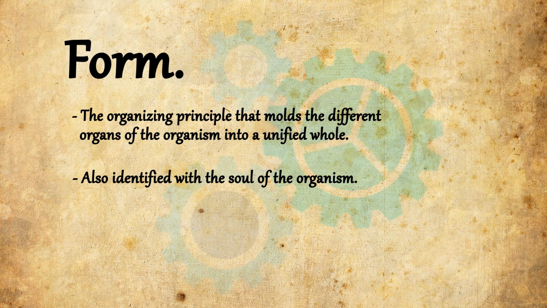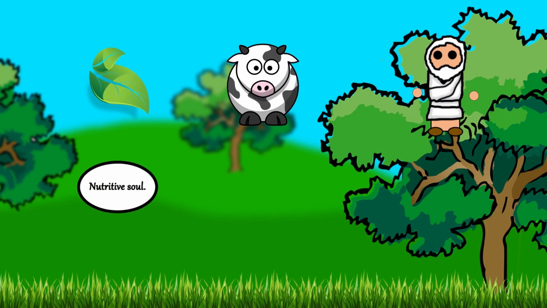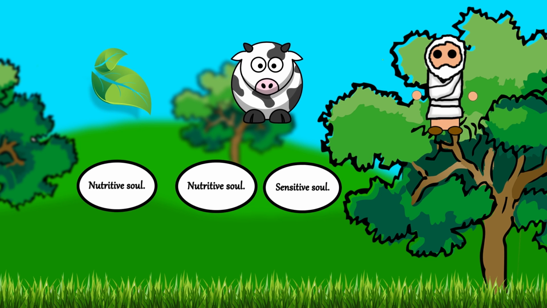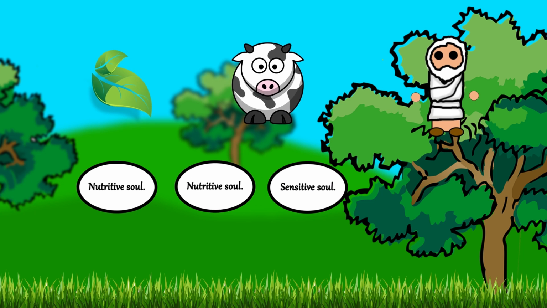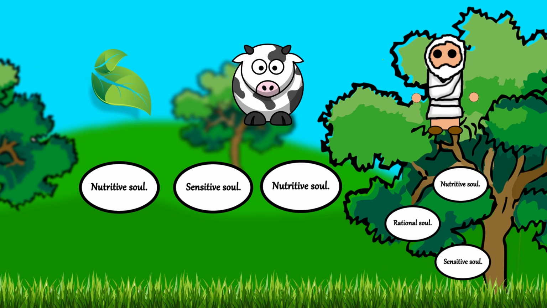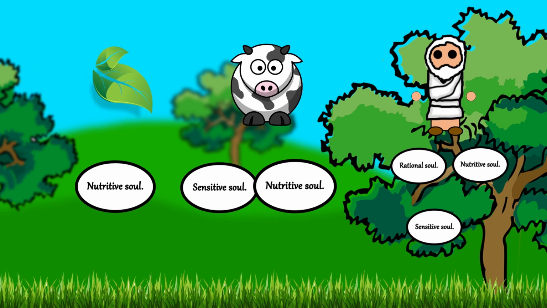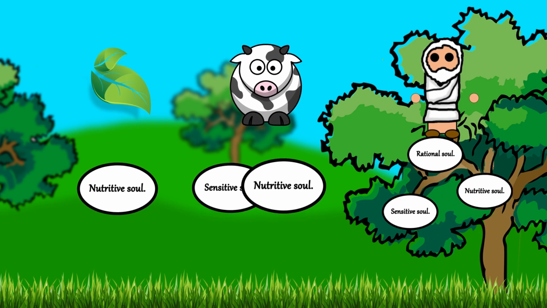In fact, according to Aristotle, different organisms have different levels of souls. Plants have nutritive souls, which enable them to nourish, grow, and reproduce. Animals also have a nutritive soul, and in addition a sensitive soul, which accounts for sensation and movement. Finally, humans possess both a nutritive soul and a sensitive soul, and also what Aristotle called a rational soul, which supplies humans with a higher capacity for reason.